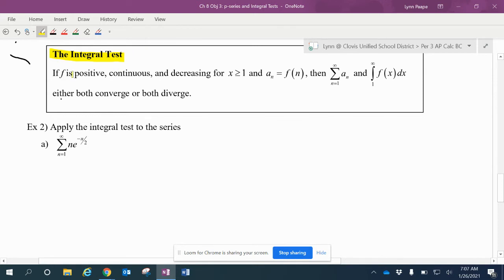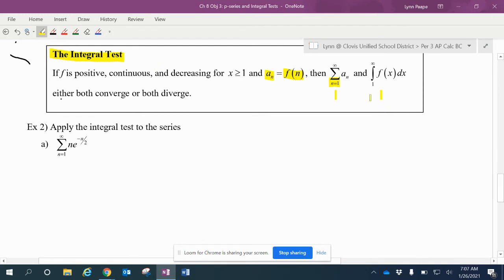So what the integral test says is if you have a positive, continuous, and decreasing function for x greater than or equal to 1, and that's assuming that your index is at 1, but if it's at like 2, 3, 4, 5, that's fine too, this still would apply. Then we're going to have our rule be equal to function form, so that instead of integer values being the domain only, we can look at it in function form as well.